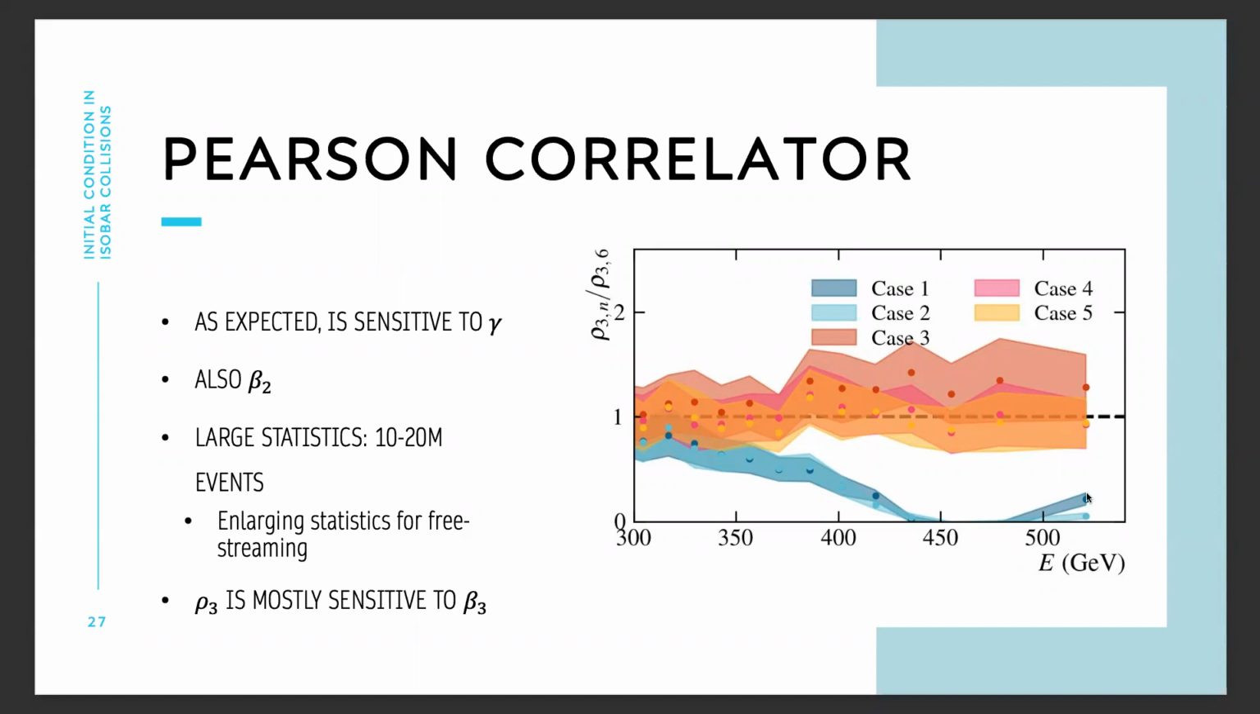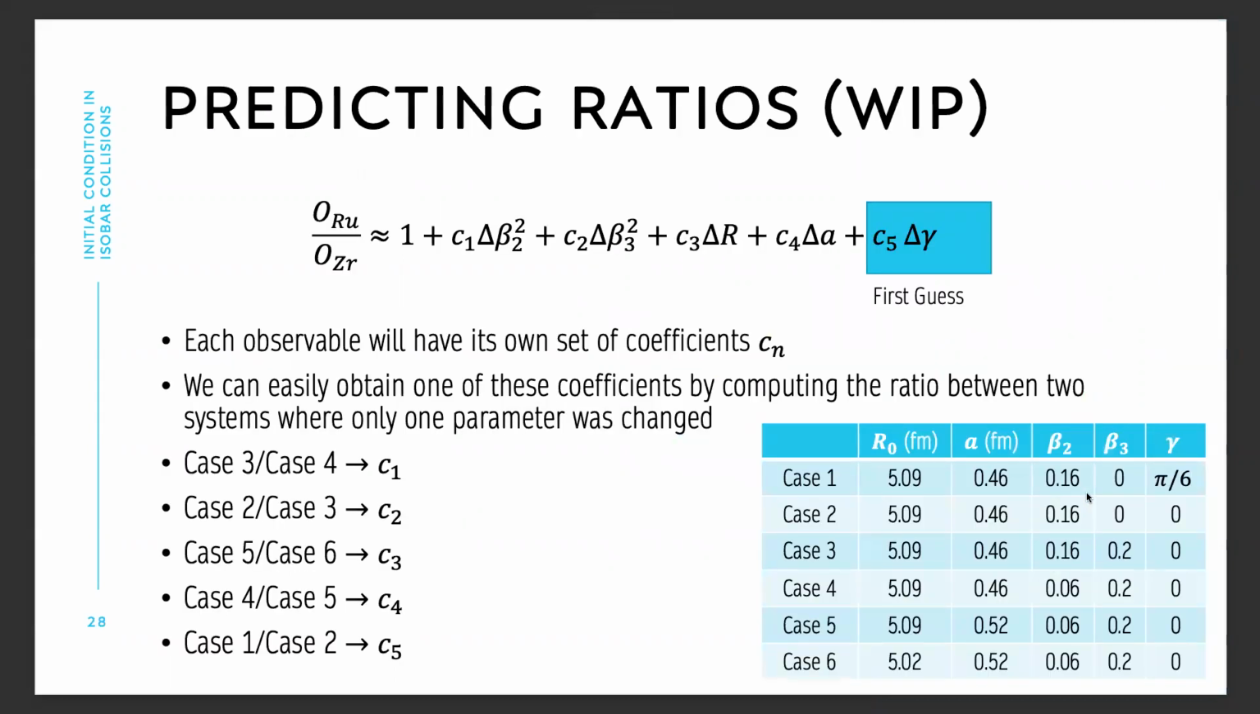I don't present here the case after free streaming, just because we are still running simulations. It requires a lot of statistics, and free streaming starts to be a bit more expensive to run than the initial condition.